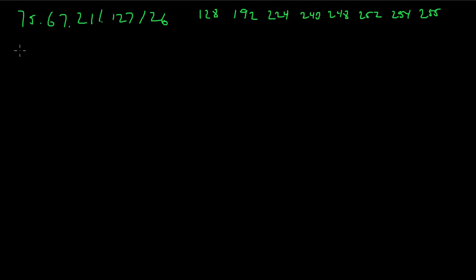The first thing that I always do when looking at this type of problem, I want the decimal representation of this /26. So they're asking for the network address, they're asking for the broadcast address, and then they're asking for the subnet mask. Okay, I want to find this out first. You always want to find the subnet mask first. Okay, so what is a /26 in dotted decimal format?